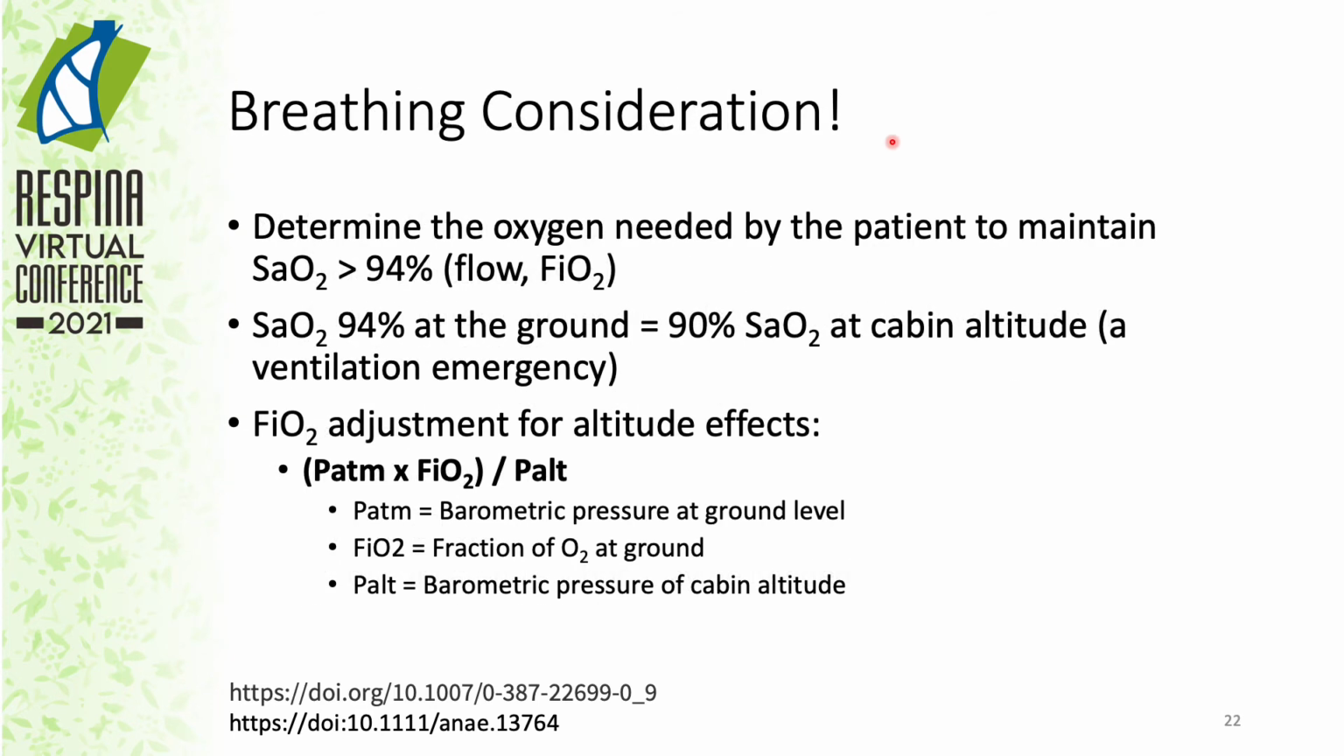As for breathing considerations, you need to determine the oxygen needed by the patient to maintain oxygen saturation more than 94% with flow and/or with FiO2. But you have to be careful that an oxygen saturation of 94% on the ground will later be an oxygen saturation of 90% at cabin pressure altitude, which is a ventilation emergency. This given formula will help you to calculate FiO2 adjustment for altitude effects, as I will give the example on the next slide.